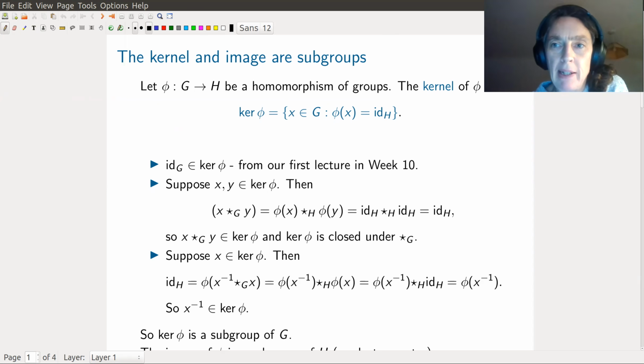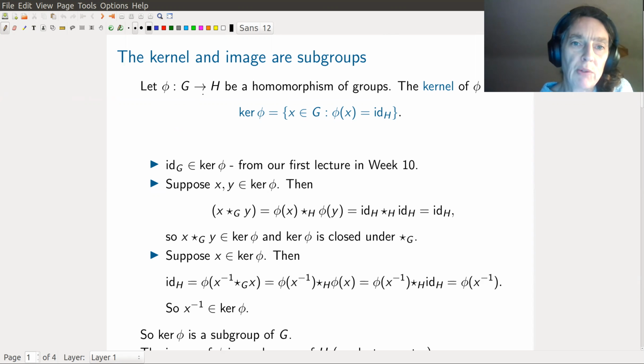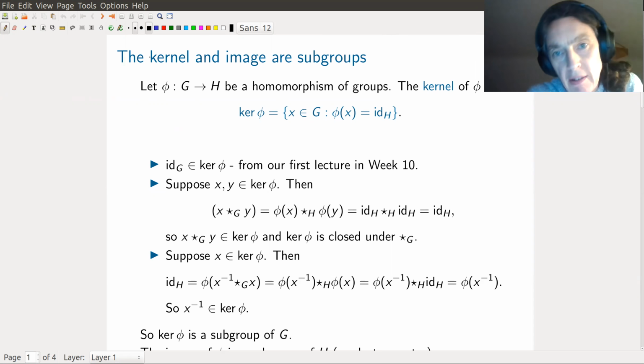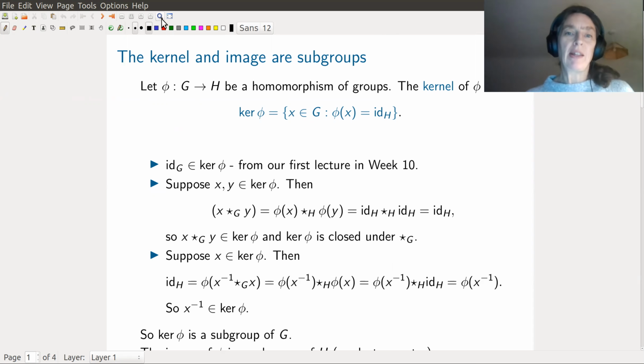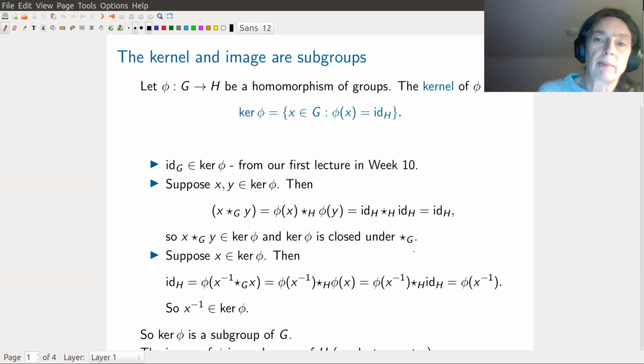So just to recap a little bit from earlier, supposing that we have a group homomorphism from a group G to a group H, called phi. As we saw earlier, the kernel of phi is defined to be the subset of G consisting of those elements whose image under phi is the identity element in H. We saw first time round that that subset is not empty, it at least contains the identity element of G. What we're going to see now is that the kernel of a group homomorphism is in fact a subgroup of the domain group. So the kernel of phi is a subgroup of G.